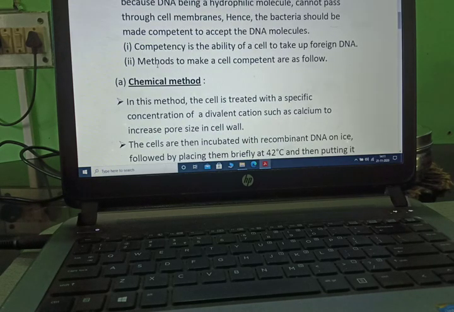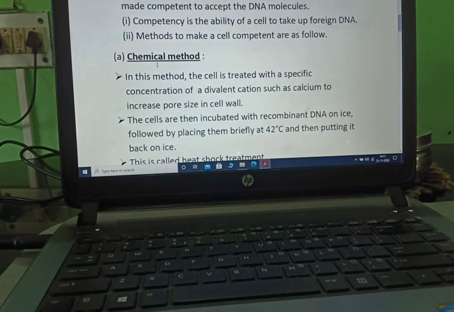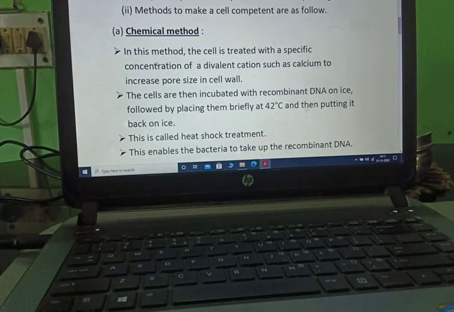Competency is the ability of a cell to take up foreign DNA. Methods to make a cell competent are as follows. Number 1, chemical method. In this method, the cell is treated with a specific concentration of a divalent cation such as calcium to increase pore size in the cell wall.